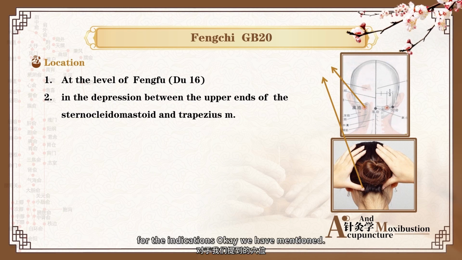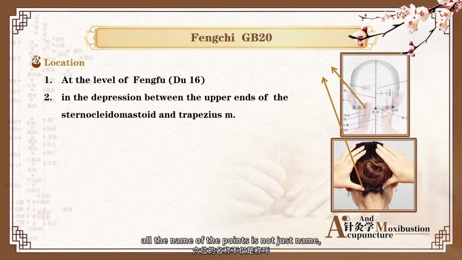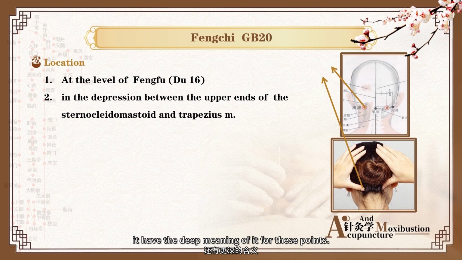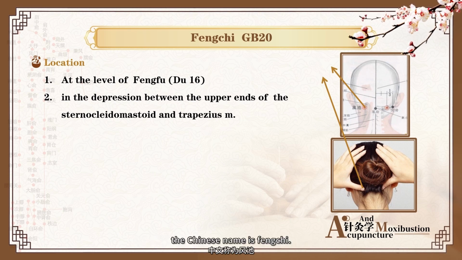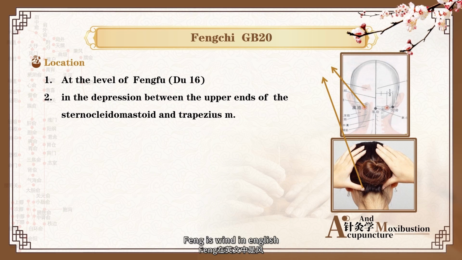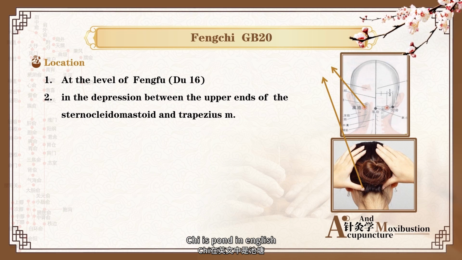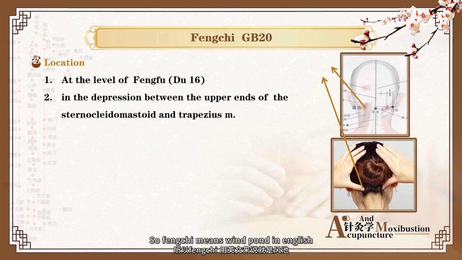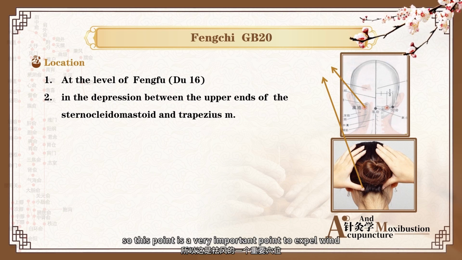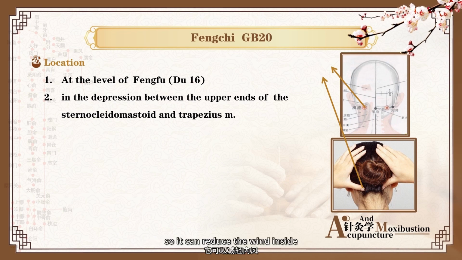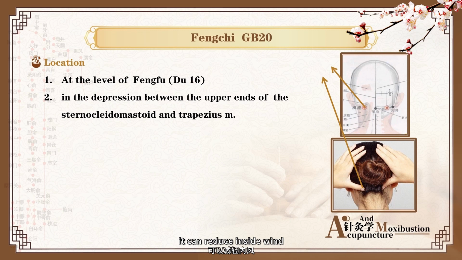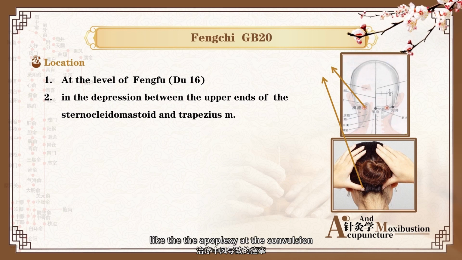For the indications, we have mentioned that the names of the points are not just names, they have deep meanings. For this point, the Chinese name is 风池. Feng is wind in English. Chi is pond in English. So 风池 means wind pond. So this point is a very important point to expel wind. It can reduce inside wind, like apoplexy and convulsion.